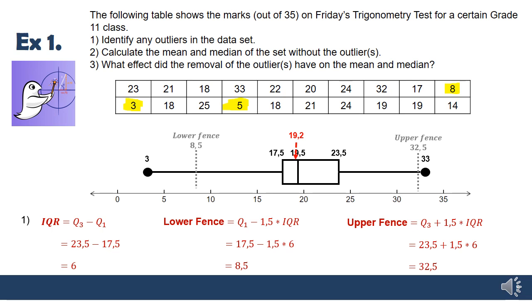Then anything above 32.5, and I think that's just 33. So I have 4 outliers. 3 of them are exceptionally low values, and 1 of them is exceptionally high for this data set. Okay, so I've identified my outliers. Number 1 is done. Let's look at number 2.